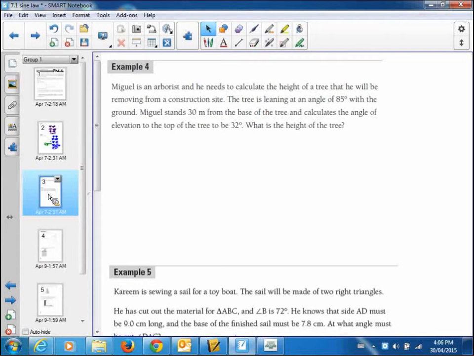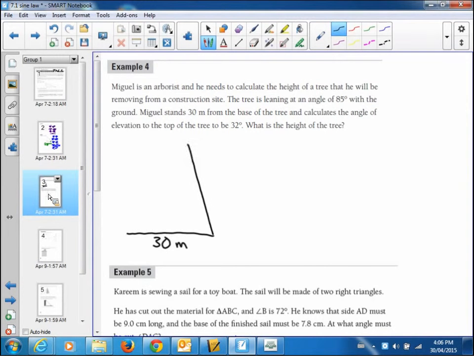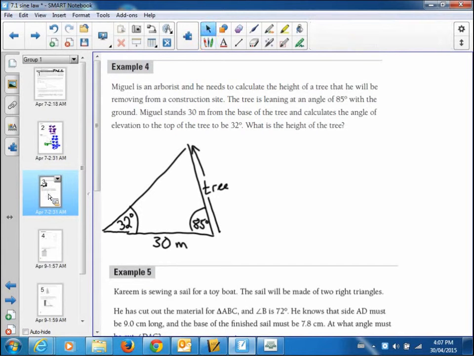Okay, I'll draw a triangle. My tree, 85 degrees. That's almost 90 degrees. So here, this is 30 meters. Well, standing almost straight up. That's going to be my 85 degrees. And the height of the tree is what we want. I'll finish this off and make it a triangle. So on this diagram, this is the height of the tree that we want. What else do we have? We have the elevation to the top of the tree to be 32 degrees. That'd be where he's standing here, 32 degrees. What else? That's it.